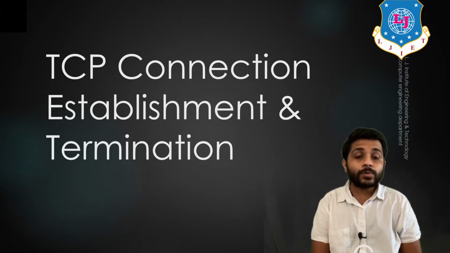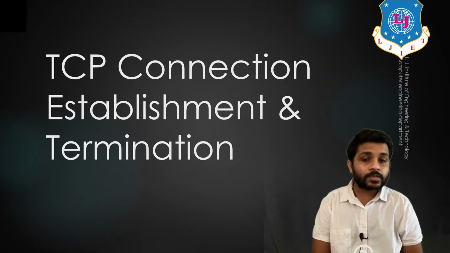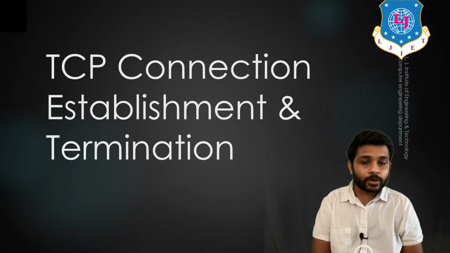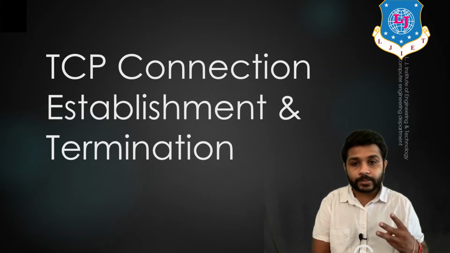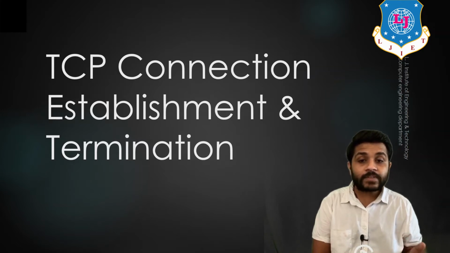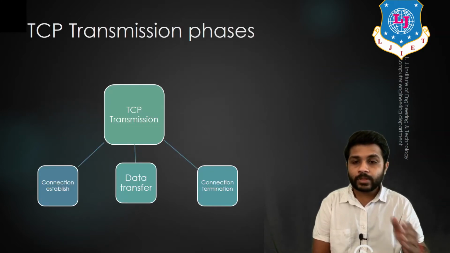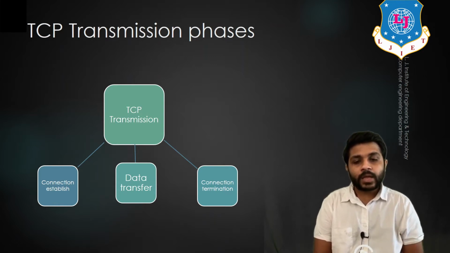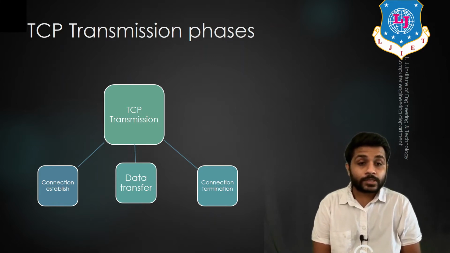We are going to see how the data transfer is done in the Transmission Control Protocol. In the Transmission Control Protocol, there are mainly three phases: connection establishment, data transfer, and termination. So if any device is using the TCP protocol, it has to follow these three phases, which are connection establishment, data transfer, and connection termination. Now let's see how these three phases work.